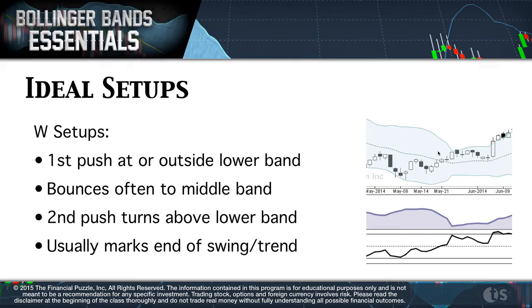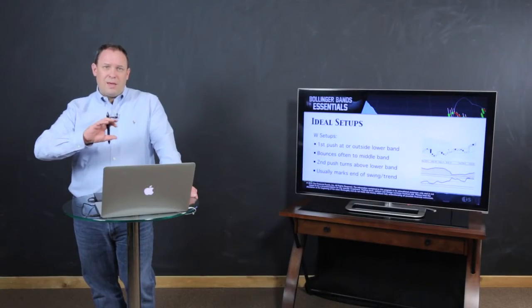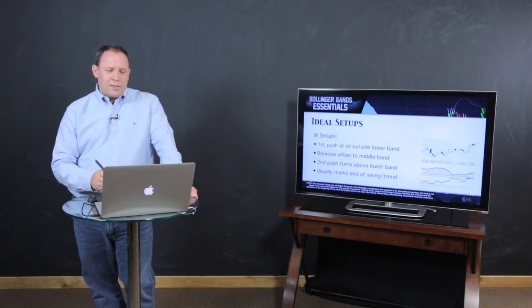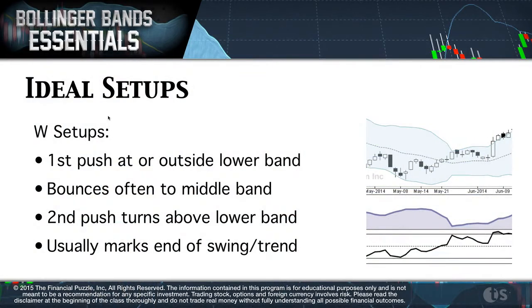Now the W patterns are going to be very similar. They're just going to be in the opposite orientation here. So again, the setup is the first push is at or outside the lower band. The bounce often comes to the middle band, and then the second push turns above the lower band. In other words, it can't make it back down to the lower band. Again, this usually marks the end of a swing. These are really valuable patterns to recognize.